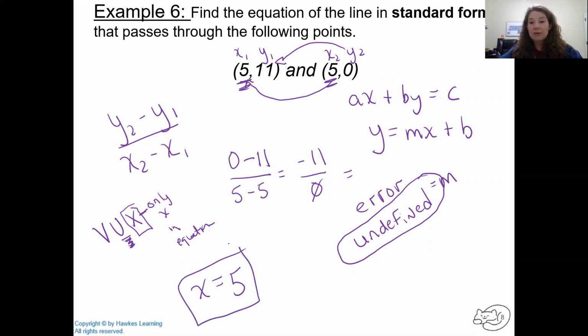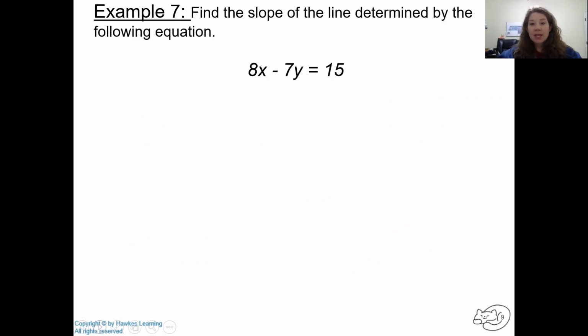I have nothing else. And remember, I told you when you have vertical or horizontal lines, you only have one variable in the equation. So that is the whole equation of my line if I have a line going through those 2 points. That's the answer. All right, find the slope of the line determined by the following equation.